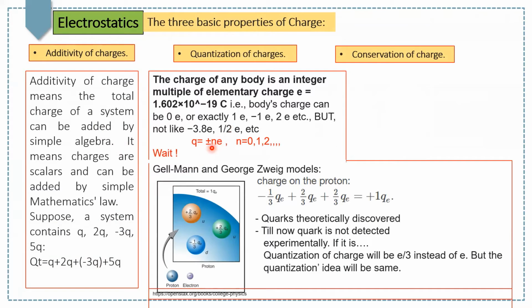The charge on a body could be q equals plus or minus n e, where n is a whole number and e is the elementary charge. For example, the elementary charge on an electron or proton is 1.6 times 10 raised to the power minus 19 coulomb. So the electron is actually transferred during the electrification process, but always in an integral number. It means that the charge transferred must be an integral multiple of e.